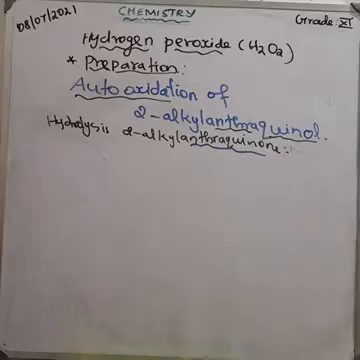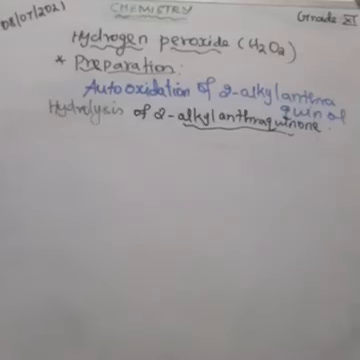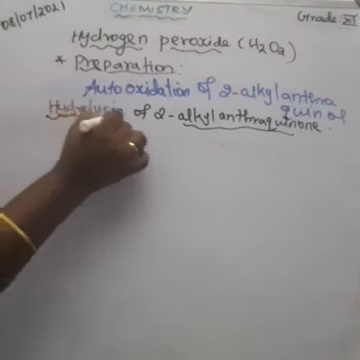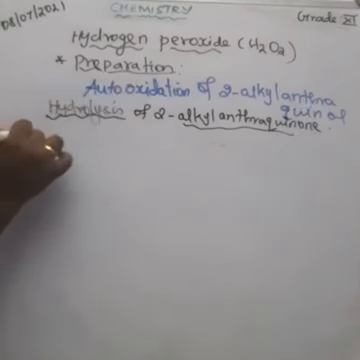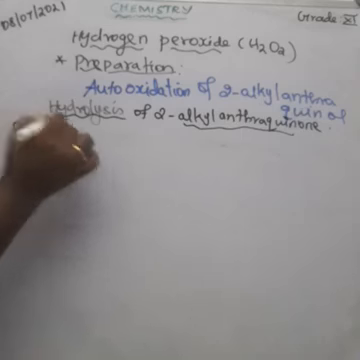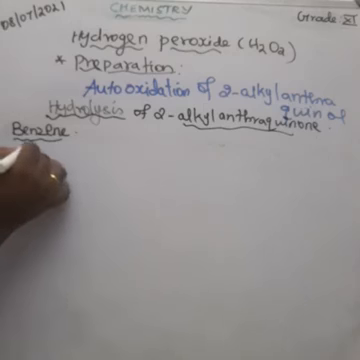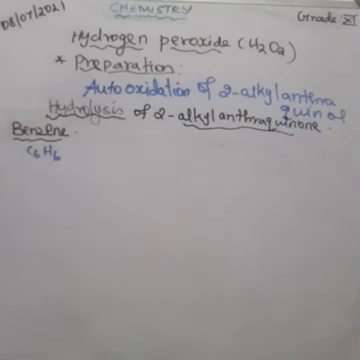Listen here. Before you draw the structure of 2-ethyl anthraquinone, you should understand how to draw the structure of benzene. How can you draw the structure of the benzene ring? This is very important. All of you should understand how to draw the structure of benzene. What is the formula for benzene? C6H6. This is the formula for benzene.